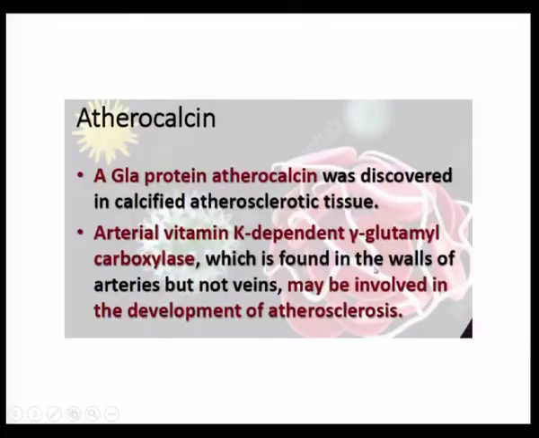So you see there, the arterial vitamin K dependent gamma glutamyl carboxylase is found in the walls of arteries but not veins, and may be involved in the development of atherosclerosis. So you get the point. Vitamin K is actually playing a pathologic role over here, and this is a very interesting find because this particular enzyme, which is involved in GLA protein formation, is more abundant in the walls of arteries. So in atherosclerotic tissue formation, vitamin K can actually contribute.